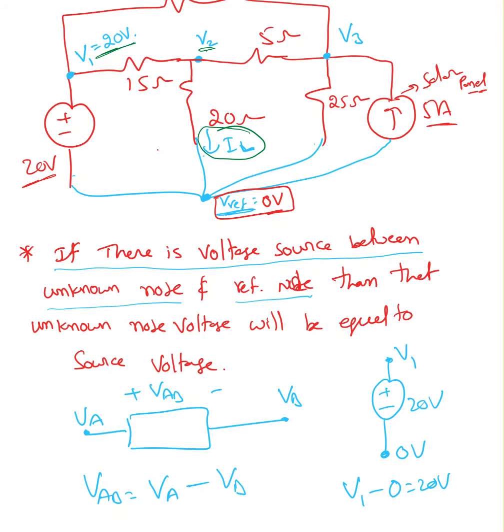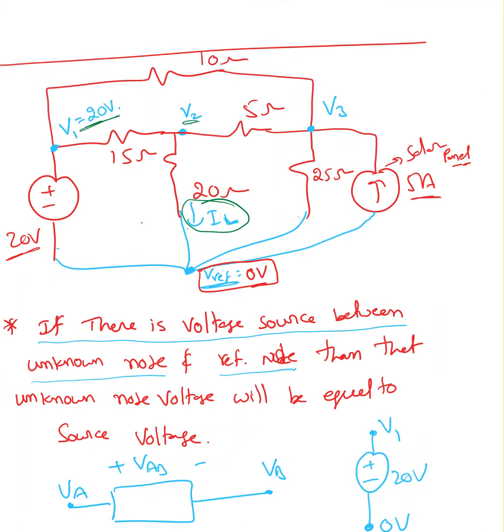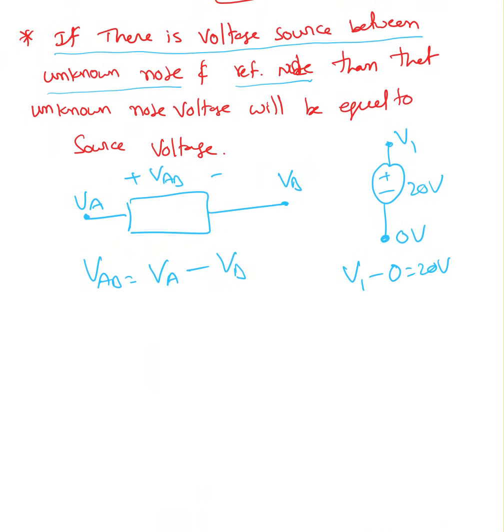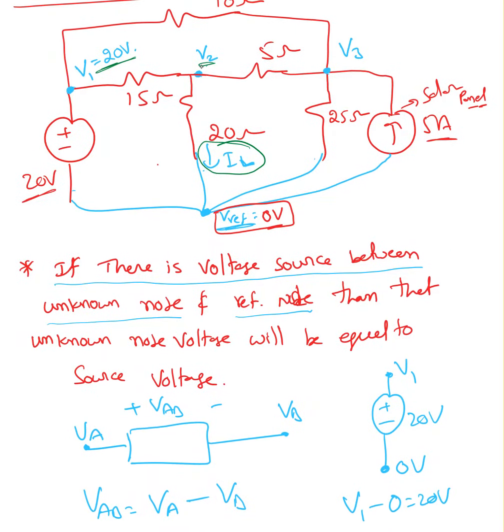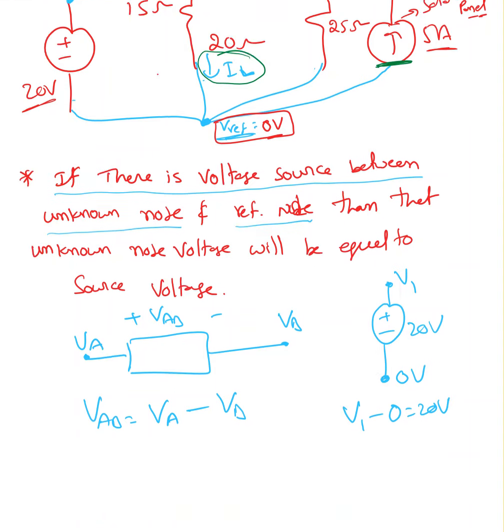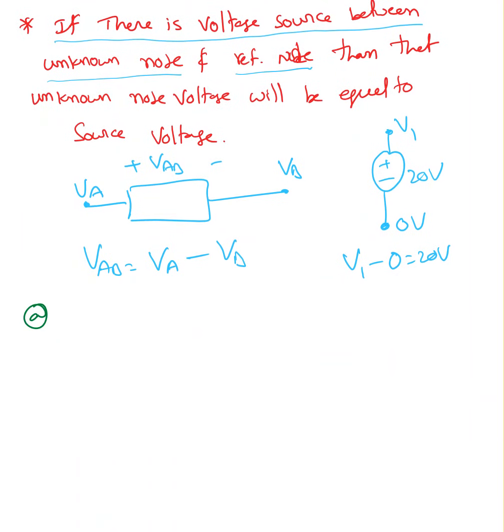Now at V2, apply KCL. Here at V2 there is no voltage source between V2 and V reference. At V3 there is no voltage source either. This is a current source, and I'm talking about the voltage source. So I have to apply KCL at V3. So at V2 apply KCL.